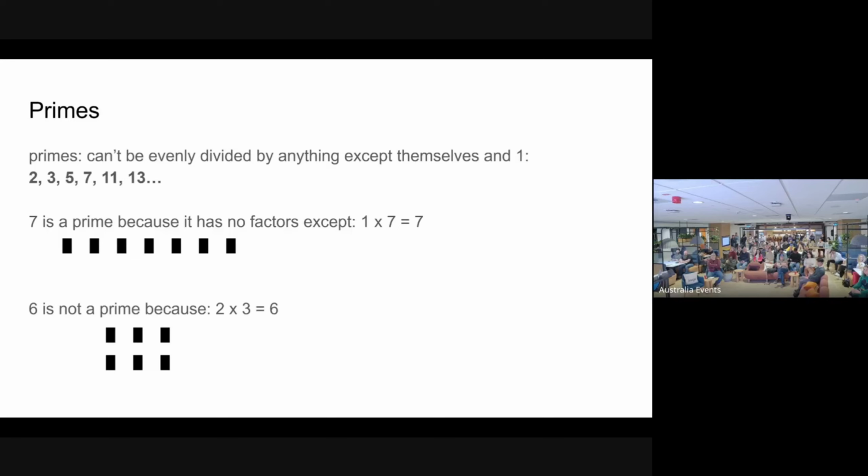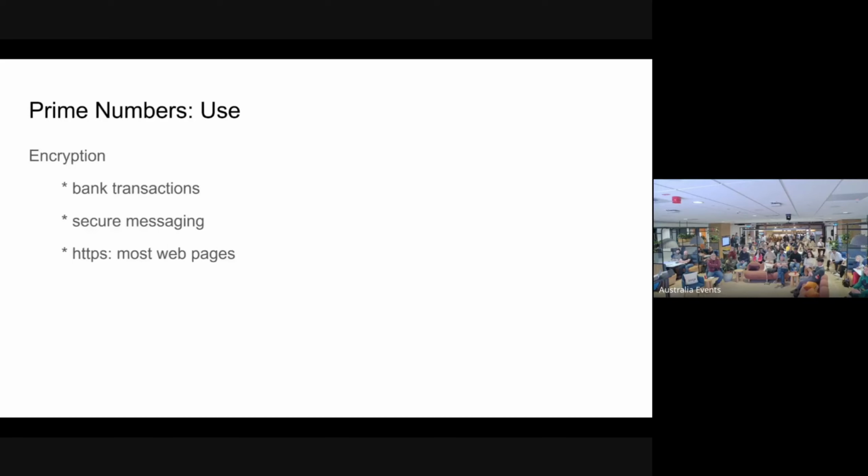1 times 7 is 7. But 6 is not a prime number because it has 2 factors. 2 times 3 is 6. 6 can be a rectangle, whereas 7 can only be made into a line. And in this talk, I'm interested in primes, numbers that can only be in a line like that, that don't have any factors.